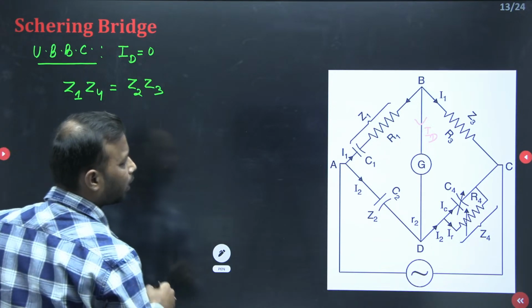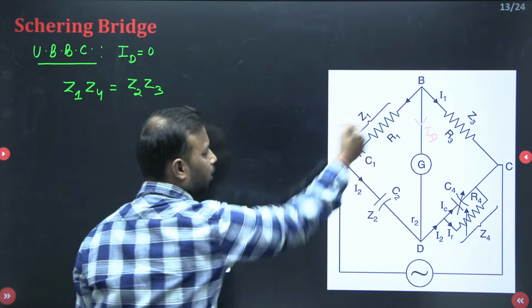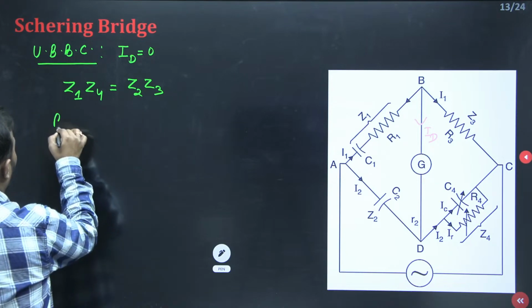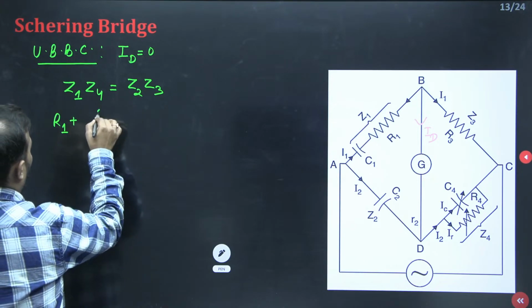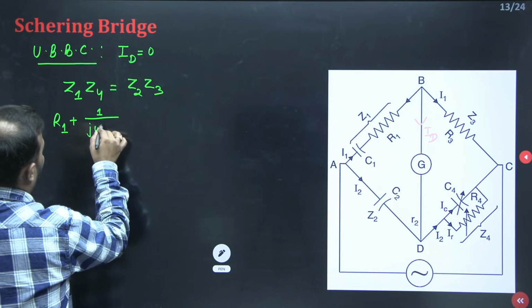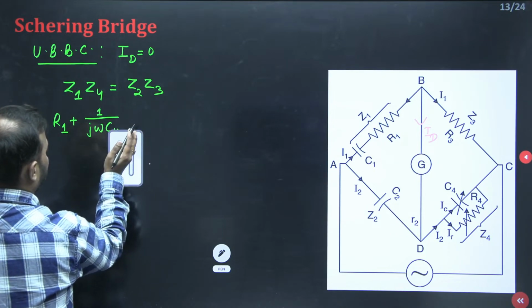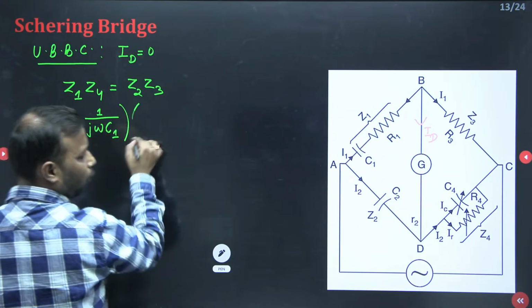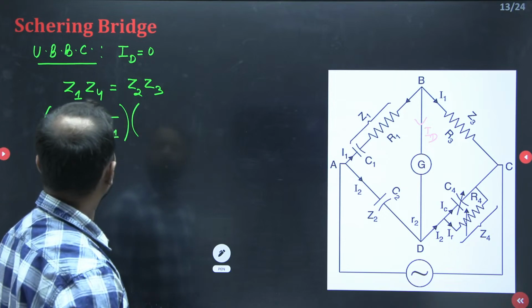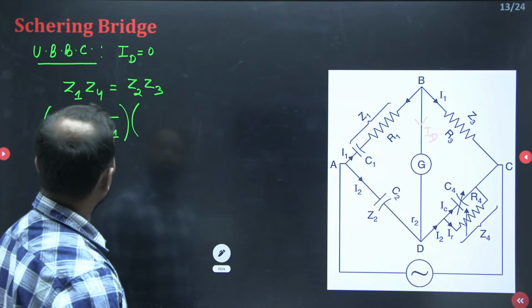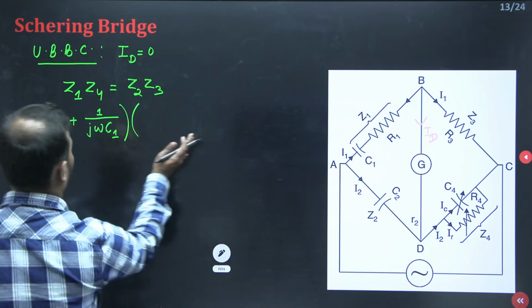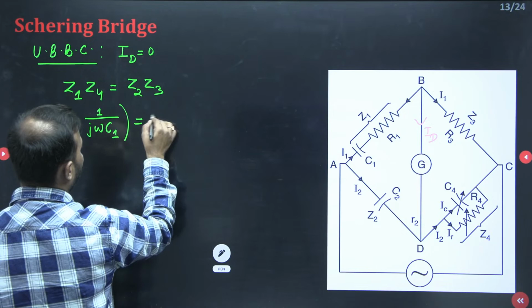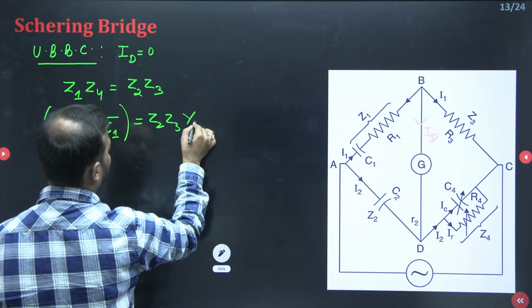So my dear friend, what is Z1? This is the element for which we need to determine R1 and C1. So it is equal to R1 plus 1 upon j omega C1. And what is Z4? Z4 here is a parallel combination, so let me write it in terms of impedance, in terms of admittance: Z2, Z3, Y4.